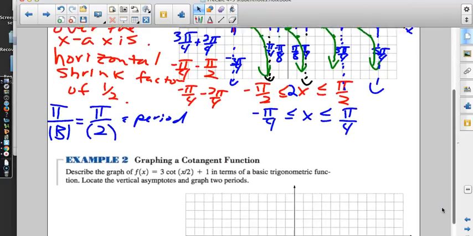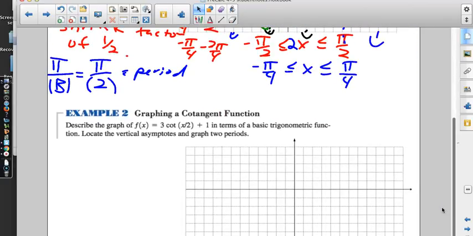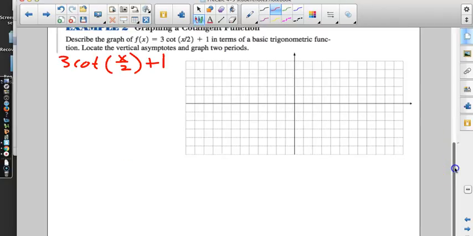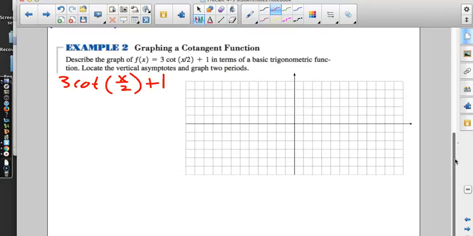This one says we're going to finally graph a cotangent function. This one has a little bit more going on. We've got 3 cotangent x over 2 plus 1. And the first thing they want us to do is describe that transformation, which would be from cotangent x. So what's the 3 doing? Amplitude, which is vertical stretch.